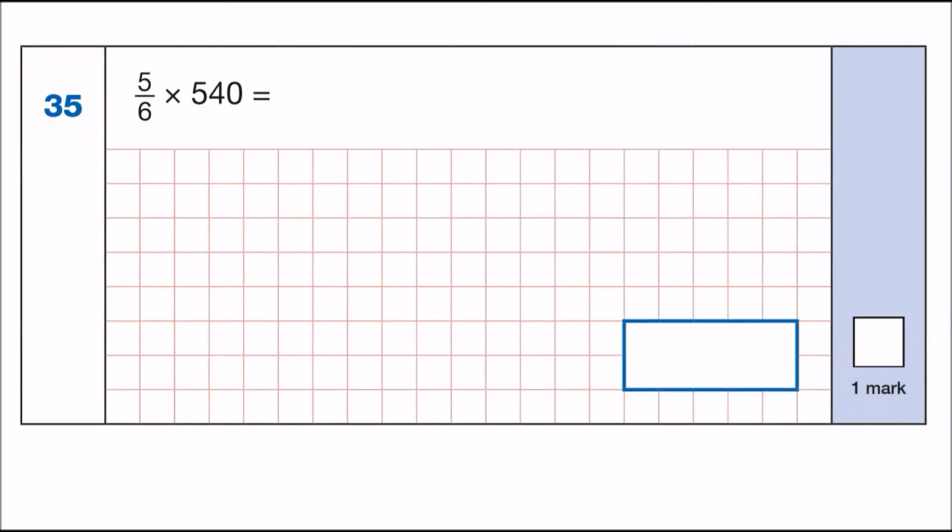Now, how are we going to do number 35? Well, we could do what we've always done and just change this whole number to a fraction, right? Or we can do another fast way.